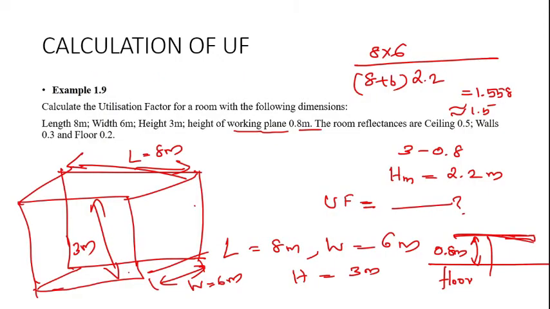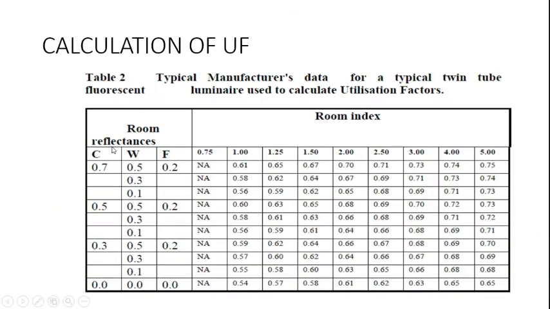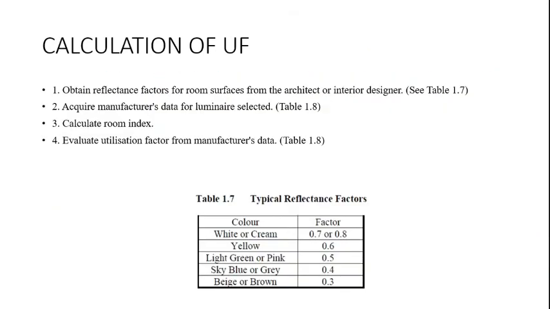Yes, and the room, in the problem it is specified as the room reflectances are ceiling 0.5, walls 0.3 and floor 0.2. So that step is over. The first step is over. It is already given in the problem itself.